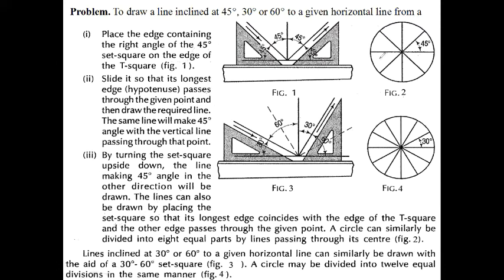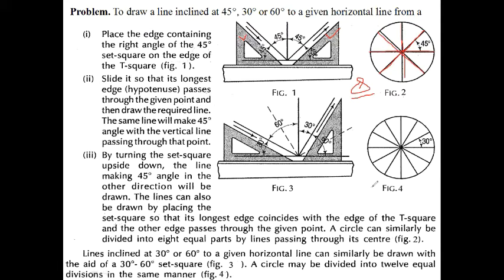Here there will be a circle. If this is divided into 8 equal parts, each angle will be 45 degree. First draw the circle, then draw the horizontal line and the vertical line, using the T-square and set square. After that, using this set square in this position, we draw this line, and then change the position to get this line. So the circle is divided into 8 equal parts.